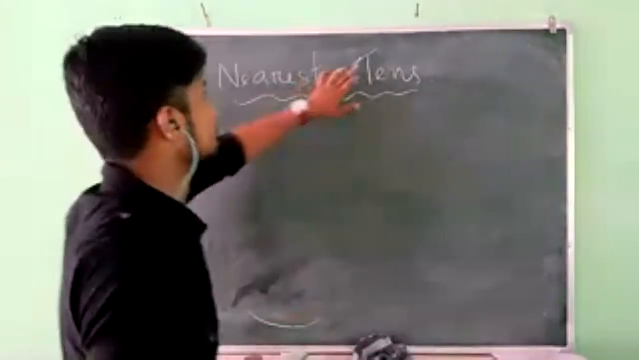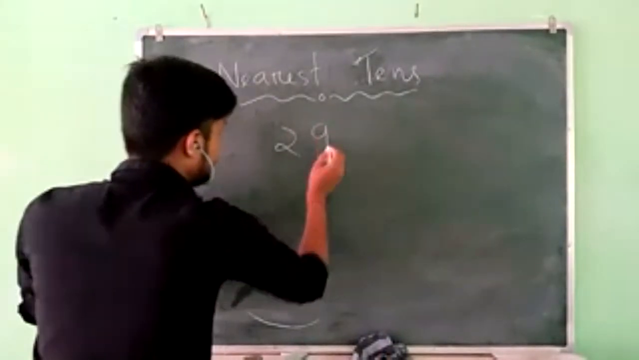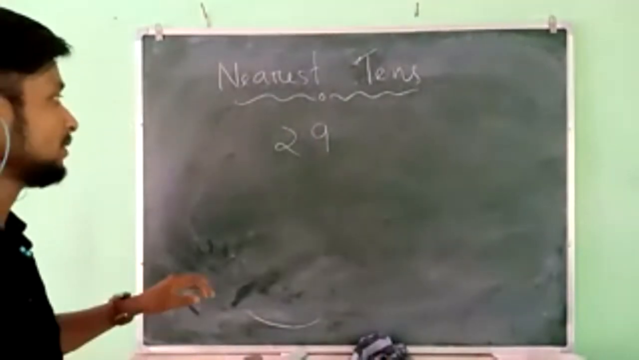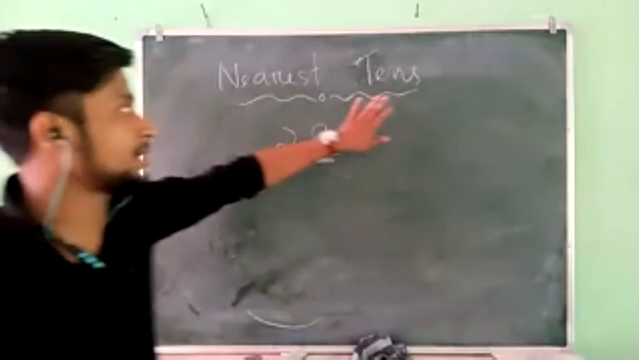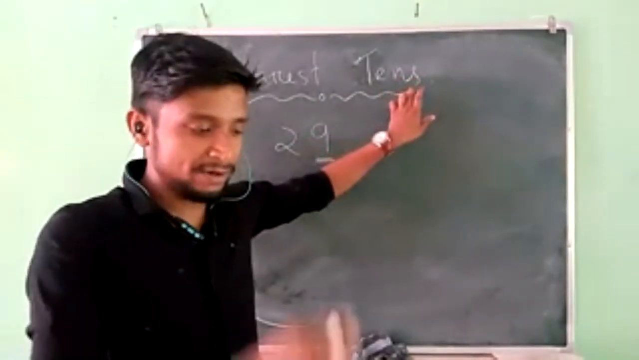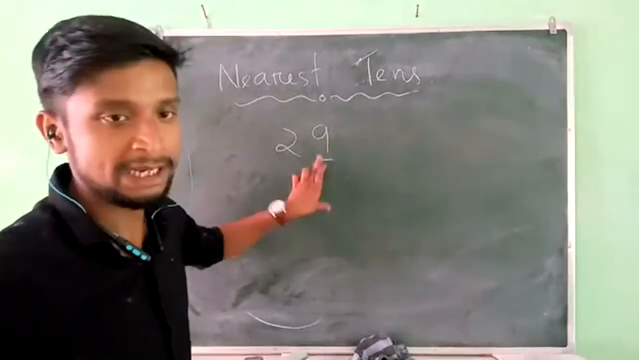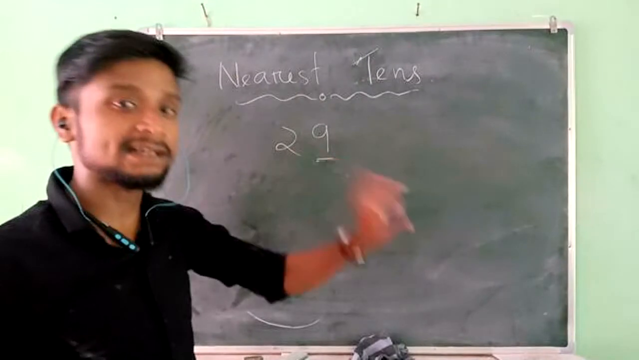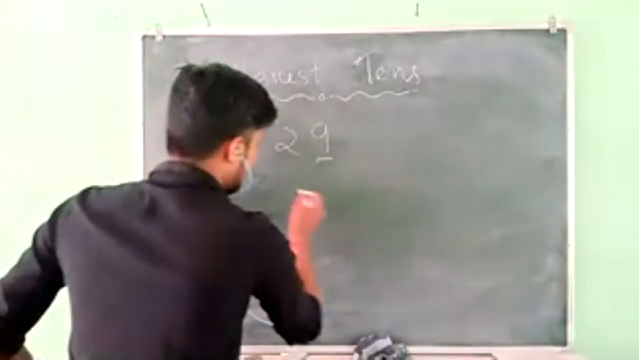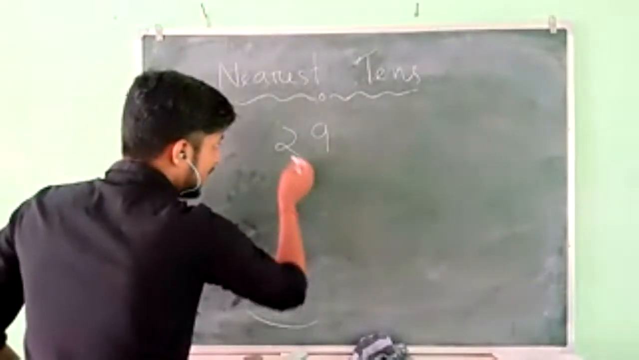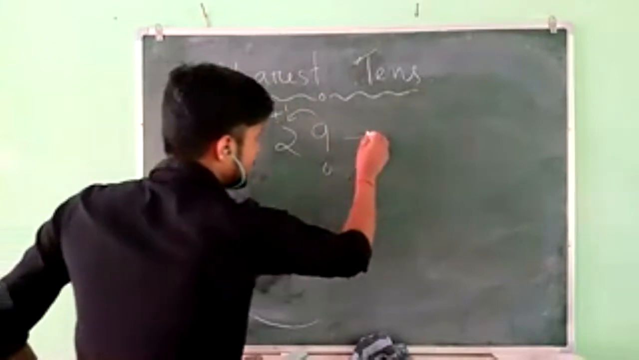Alright, nearest tens. Suppose we are rounding off 29 to the nearest tens. We have to do only one thing: check the ones place only. Whenever we are rounding off any number to the nearest tens, we have to check the ones place only. If it is greater than 5, then we have to add 1 to the tens digit and make the ones digit 0. That means it will be nearer to 30.